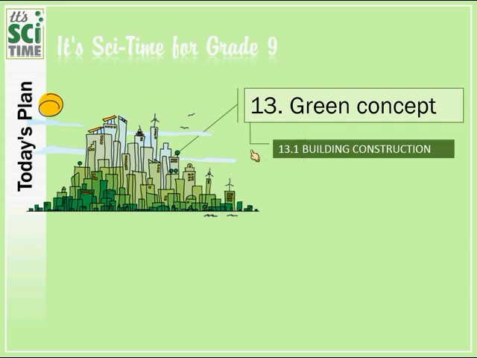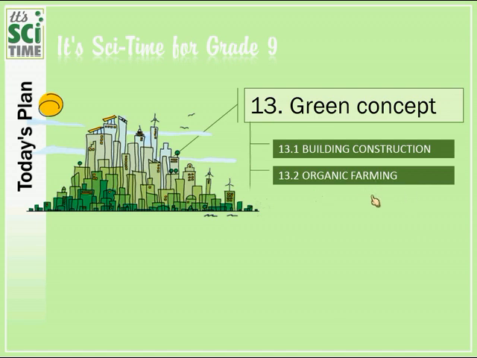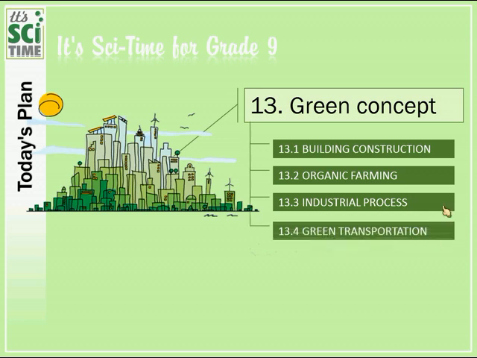Look at the subtopics that we must discuss under this one: building construction theme, organic farming theme, industrial process, and the green transportation. These are the 4 lessons, 4 units we must complete, 4 sub-themes we must complete within this year. And today I plan to discuss these two: building construction and organic farming.